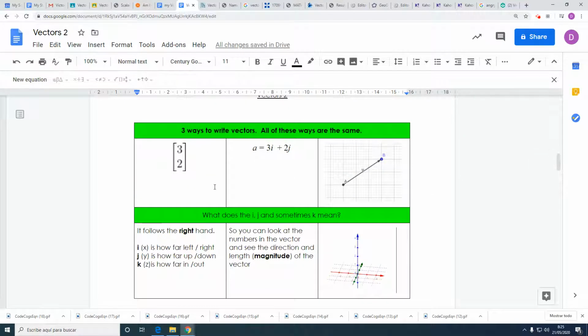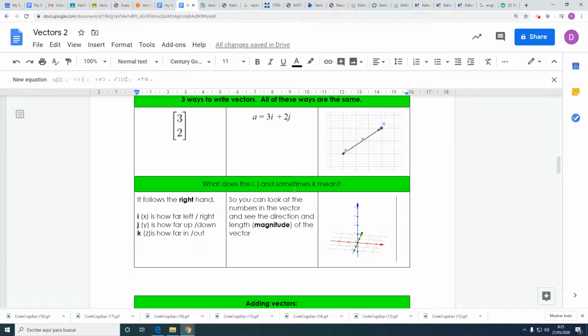Right, three ways to write vectors. We can write them like that, or we can draw a picture of it. See the arrow is going from A to B. So look at it, it's 1, 2, 3 going right and 2 going up. 3 going right, 2 going up. So these are all exactly the same.